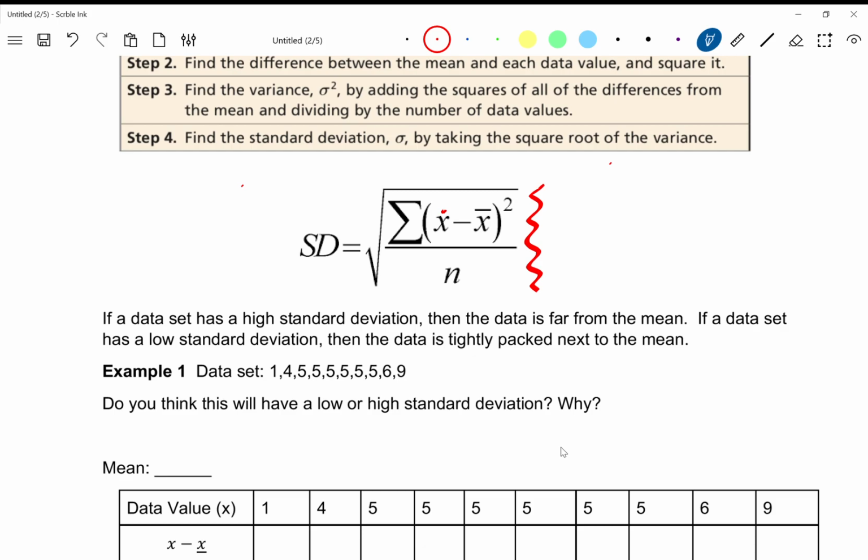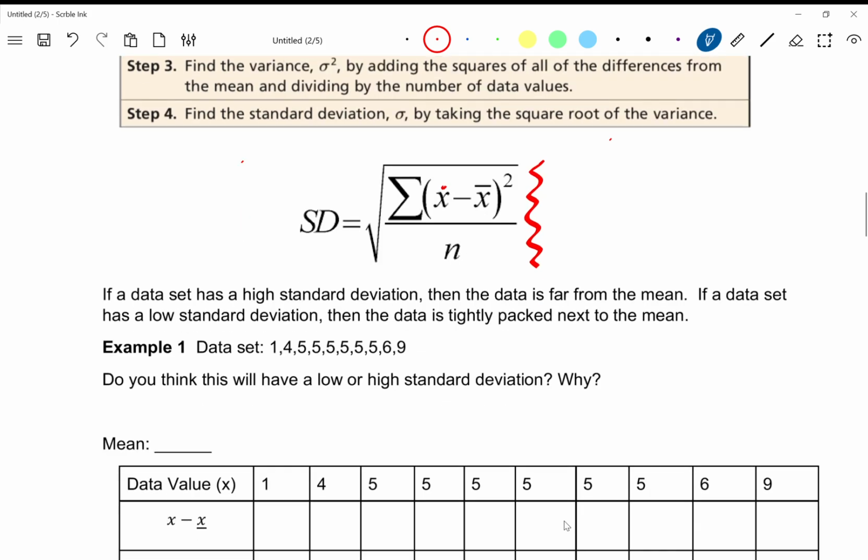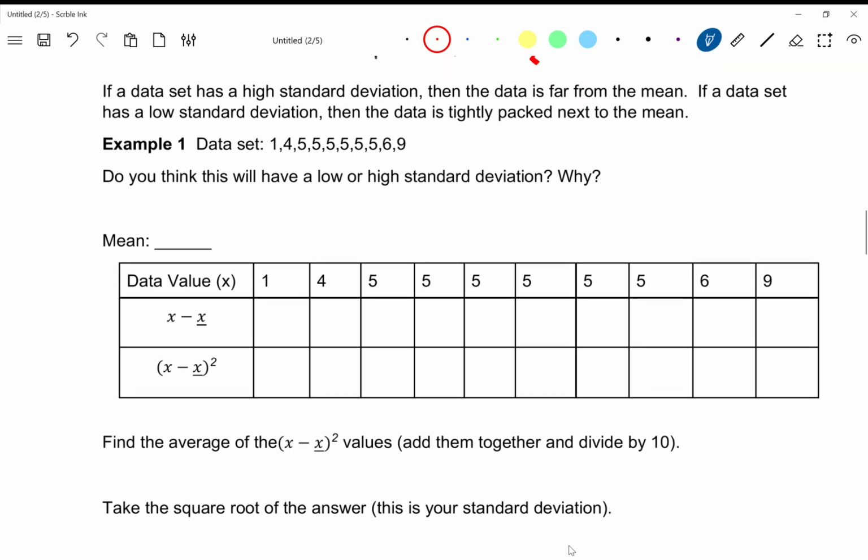And this little capital E, the sigma, that's the symbol for adding up all of these values and then dividing them by the number of them there are, which is the average. So there's lots of parts of this formula, but it's not terrible. So we're going to go through how to actually calculate one. So here's a set of numbers. We've got 1, 4, a bunch of 5s, 6, and 9.